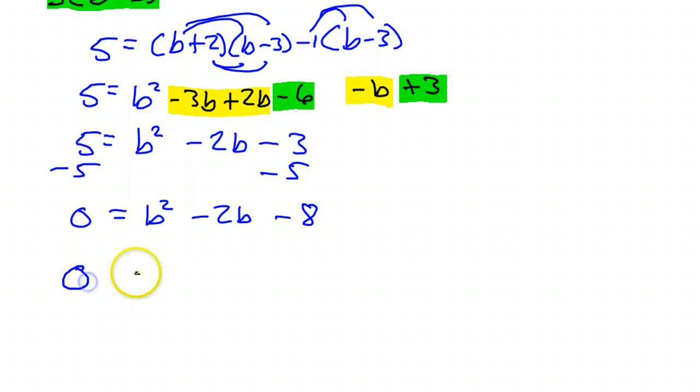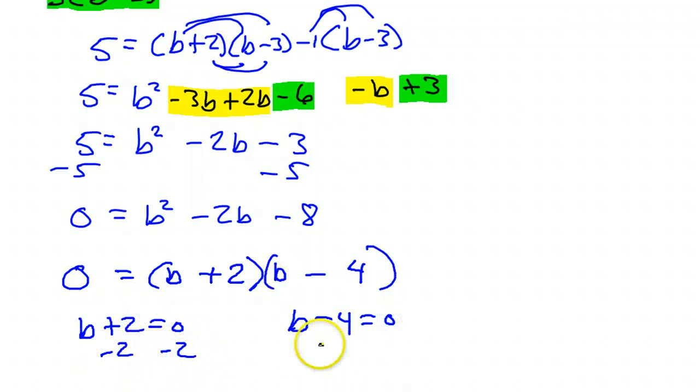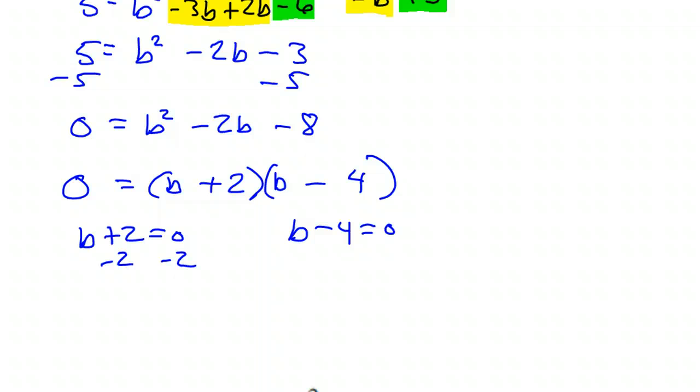Now I'm hoping this is factorable. So that's going to be bb. Let's see, 2 times 4. I'll need a positive 2 and a negative 4 to make the negative 2. And positive times negative is a negative. So I will say b plus 2 equals 0, b minus 4 equals 0. Subtracting 2 from both sides is going to give me b equals negative 2.